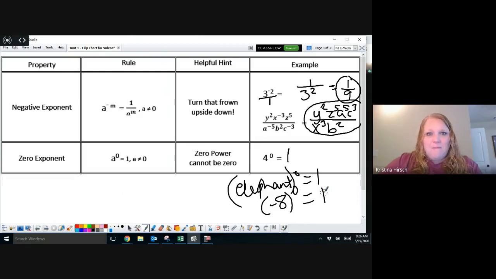And what do you think the most common mistake is? Somebody sees that 0 power. What do you think they're going to think? They're going to think it's 0, but it's not 0.